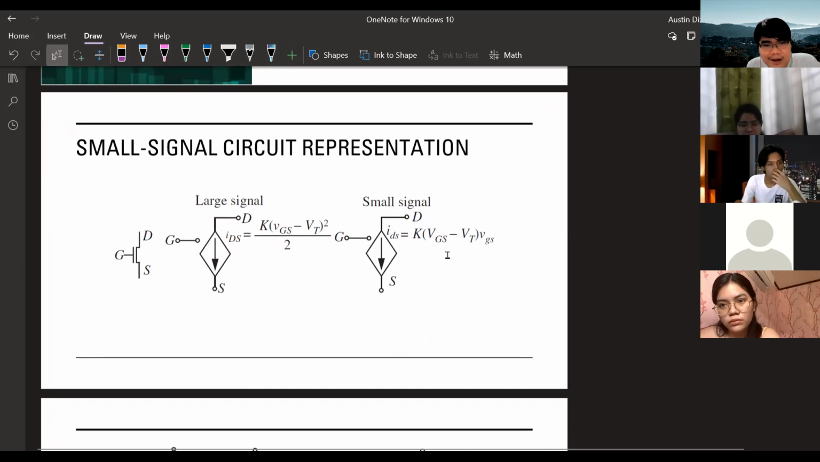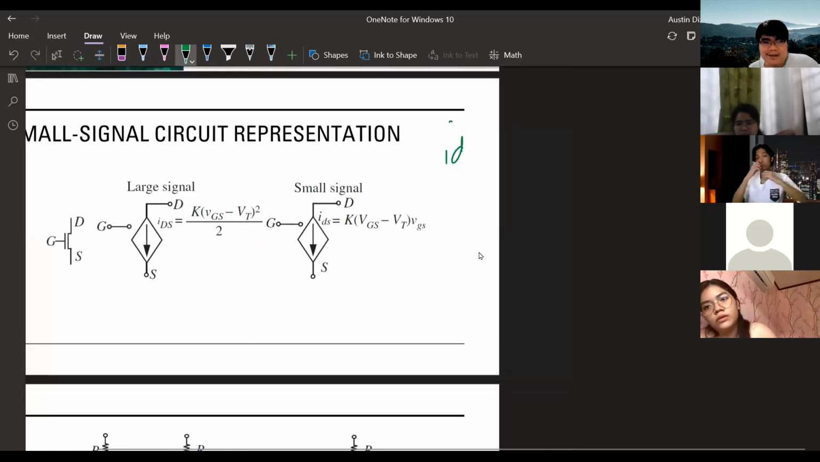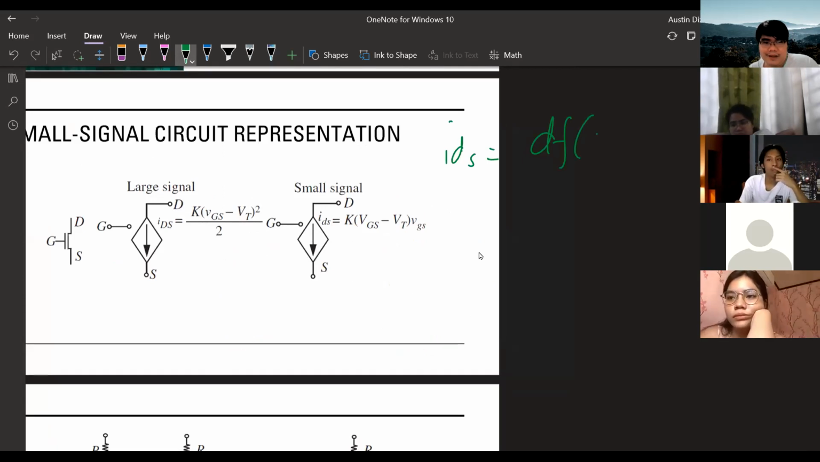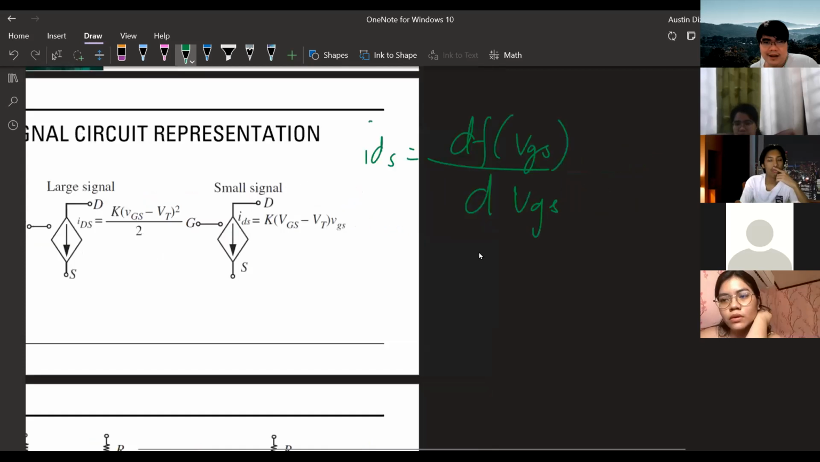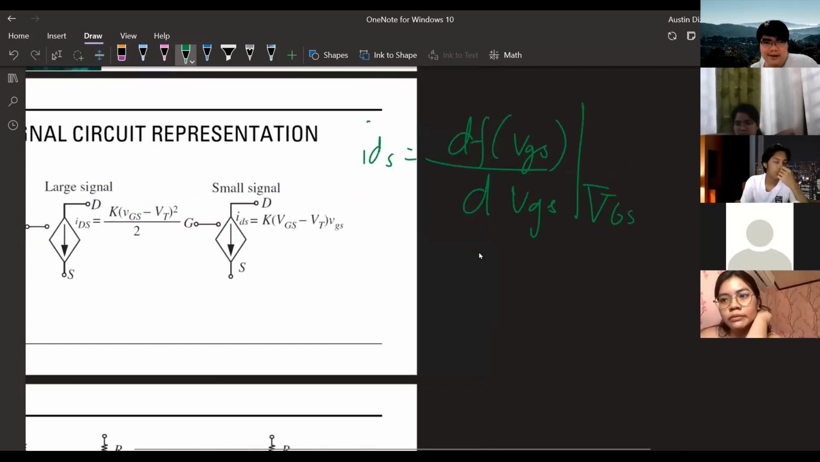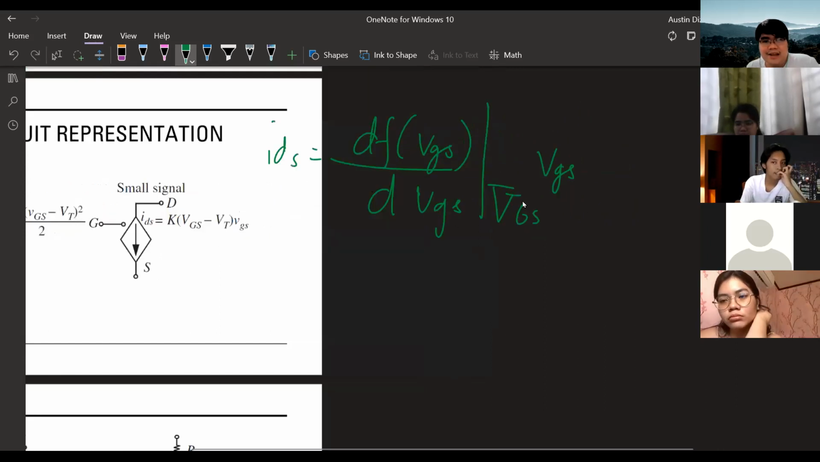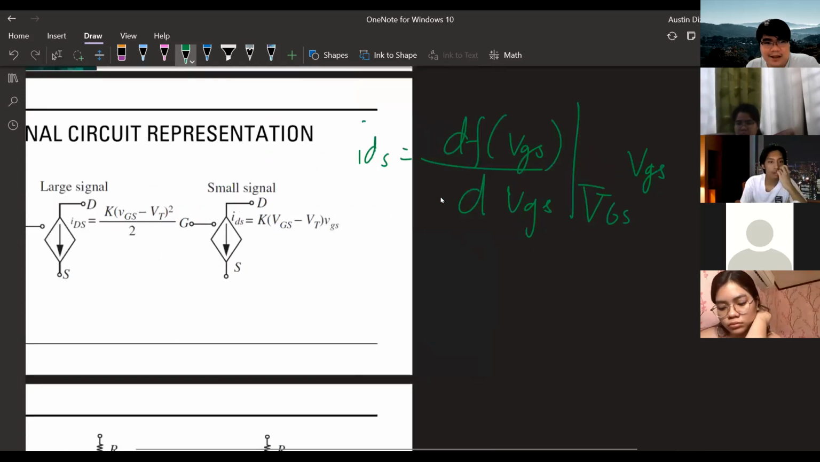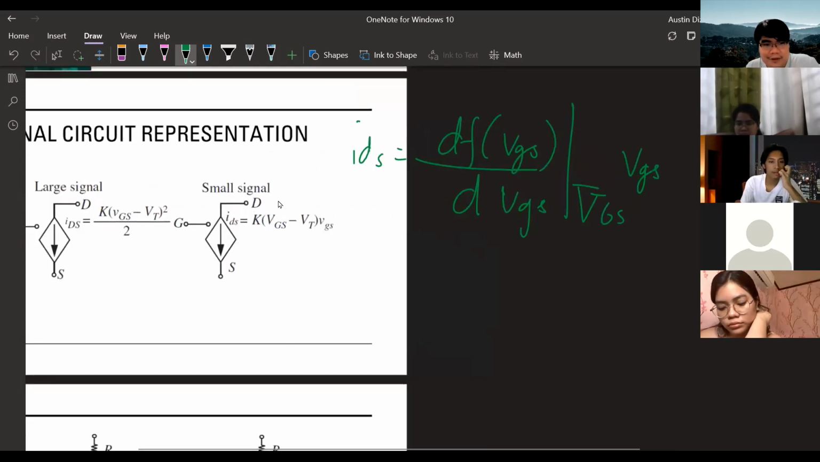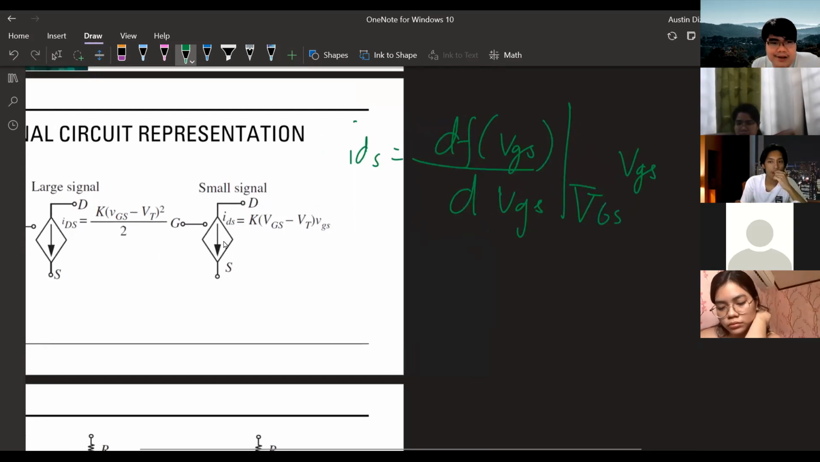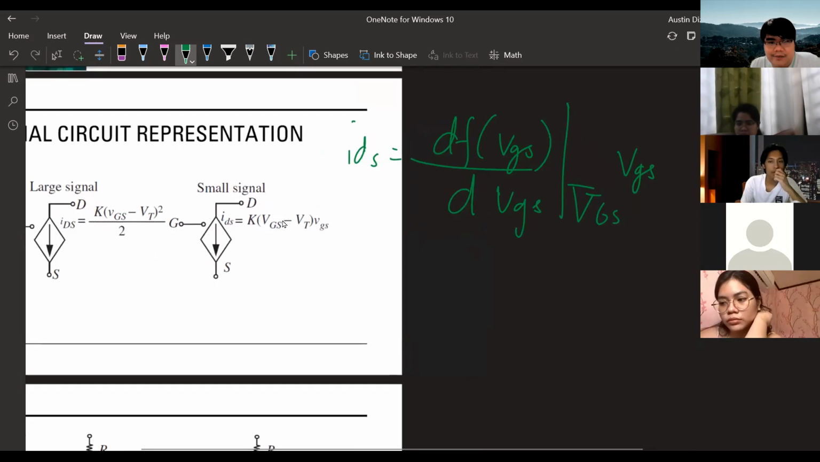Okay, ito saan to nakuha? Nakuha to doon sa yung dinederivative natin. Diba, I DS is the derivative of f of V GS over V GS evaluated at V GS times V GS. Okay? So, walang bago. Ito yung last time. Ito pa rin yung last time. At small signals, operating at small signals, you have this, papalitan mo siya ngayon ng yung current source niya. Papalitan mo ng ganitong relationship.